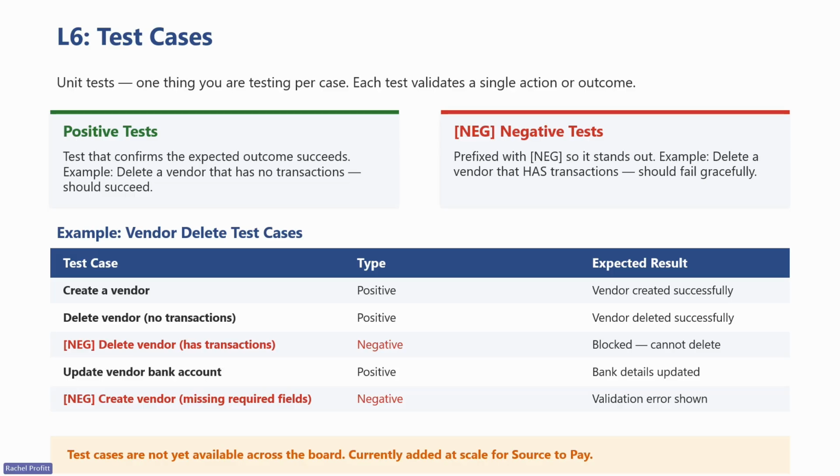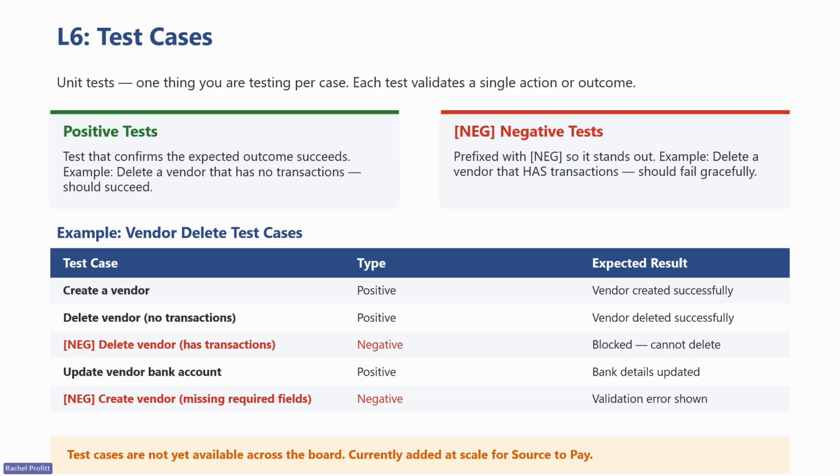They validate that the system prevents incorrect actions. For example, trying to delete a vendor that has transactions. The correct behavior is to block it, or creating a vendor without required fields. The system should return a validation error. The important pattern is called out here using a prefix like negative, which makes them easy to identify and track.